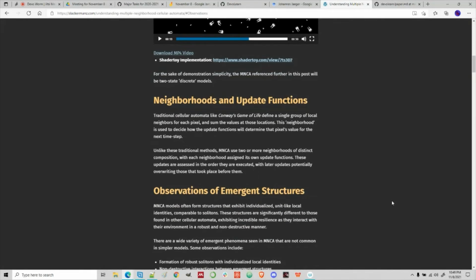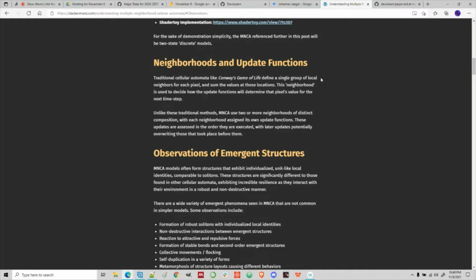And then, for the sake of demonstration simplicity, this is referred to as a two-state discrete model, but of course they're continuous in a lot of implementations. So this post gives a number of details about this model. We talked about the neighborhoods and update functions.